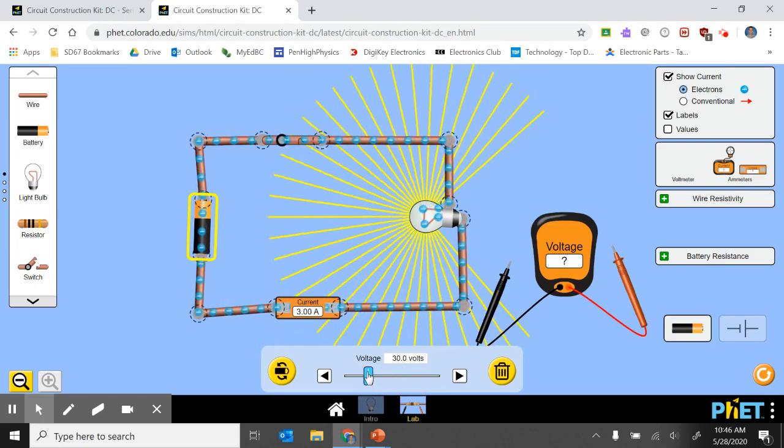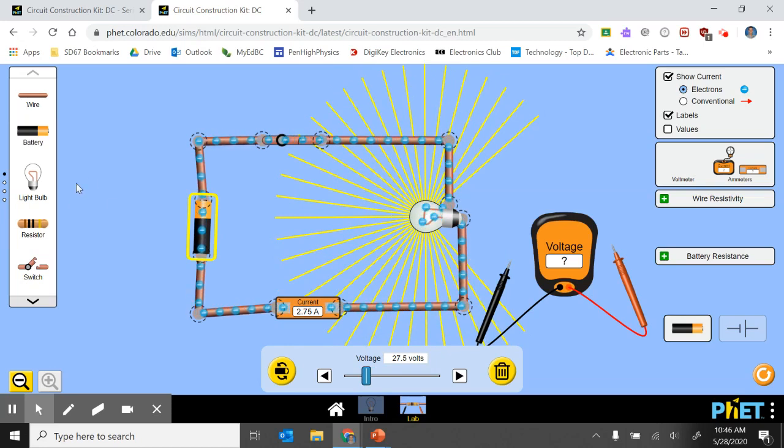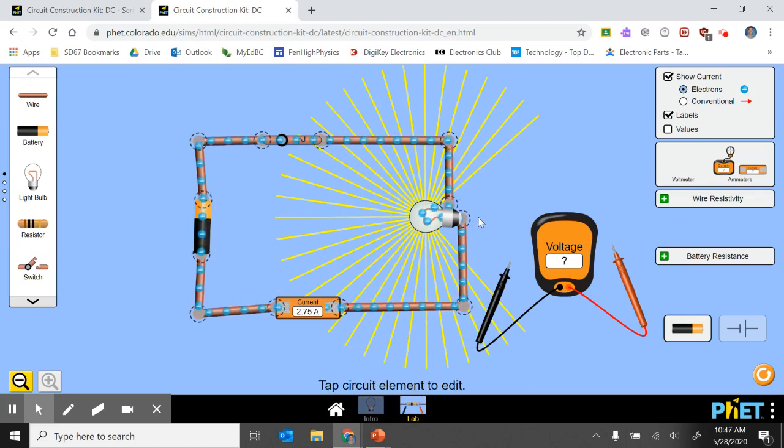Okay, so this is an applet that you can play around with to set up some different circuits. We'll come back to this in a couple slides when we're talking about voltage.